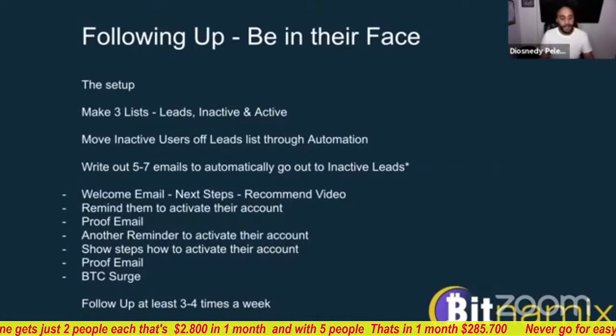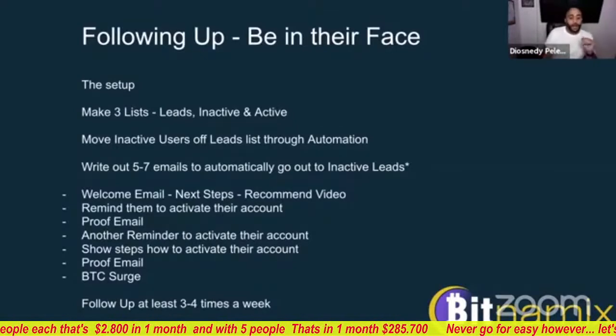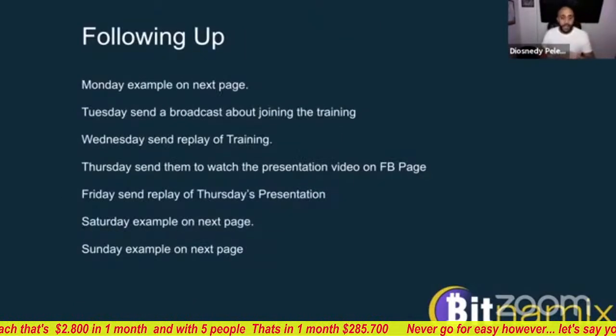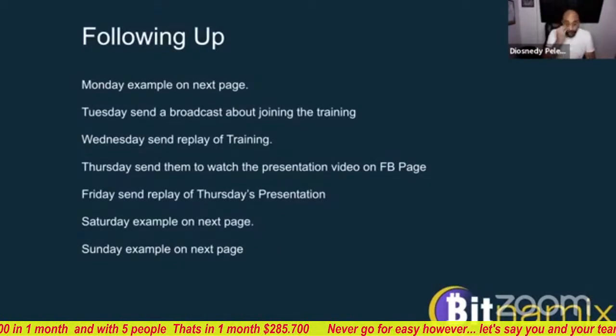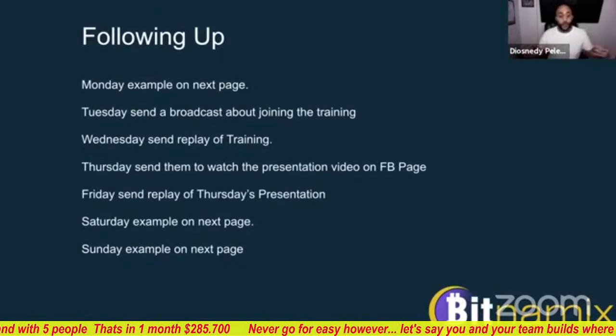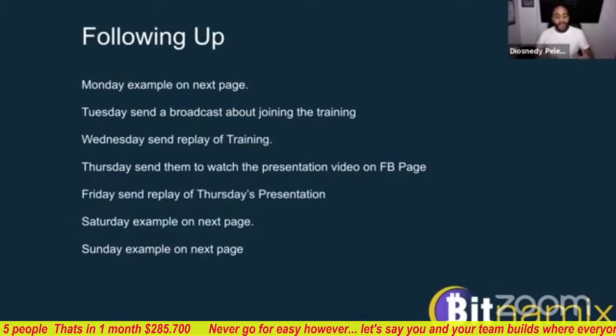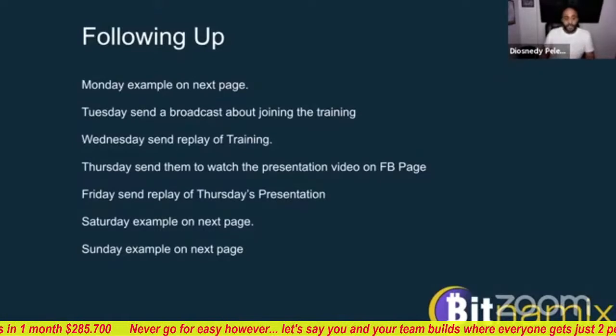So what I highly recommend is, once you set up your automated follow-up sequence, create a broadcast 3 to 4 times a week. You might wonder, what should I be telling these people 3 to 4 times a week? Well, I give you an example here of what you should be typing out, based on what you have to give them and offer them as a Bitnamix member. And thanks to what we have here in Bitnamix, you have a pretty easy week in terms of following up with your inactive lists. On Monday, you'll see some examples of what you can do on the next slide. But every Tuesday, we do one of these.